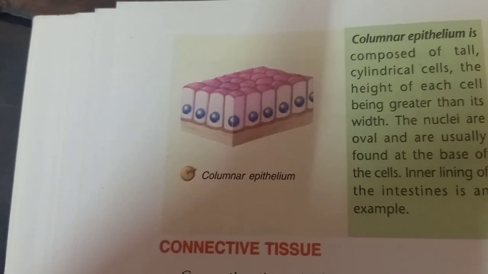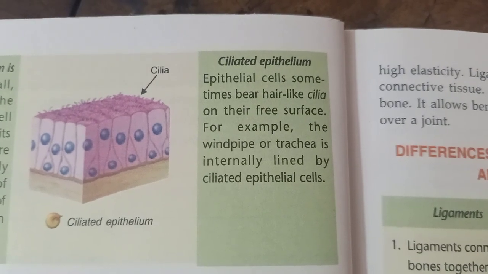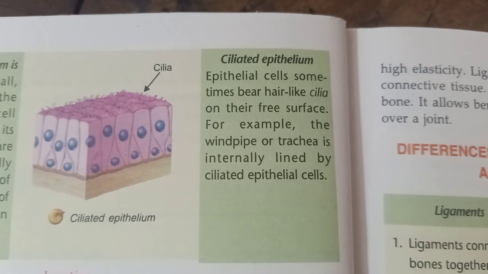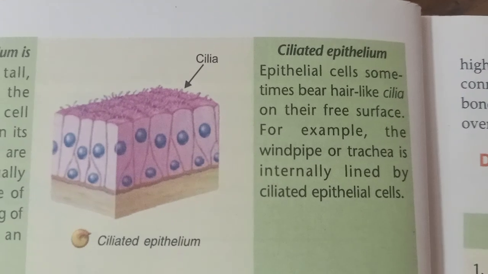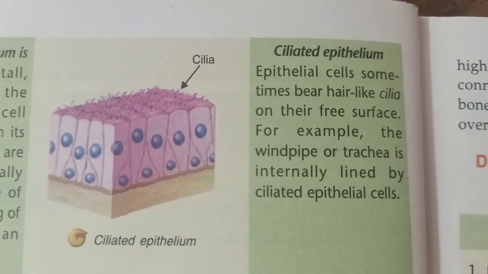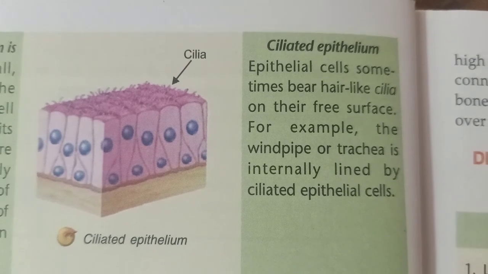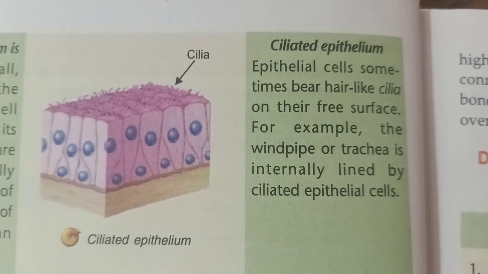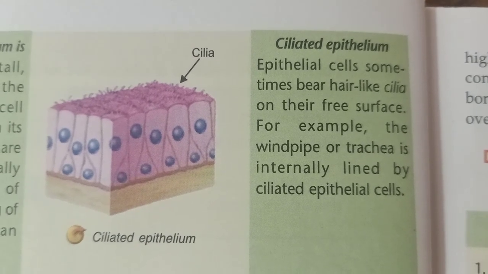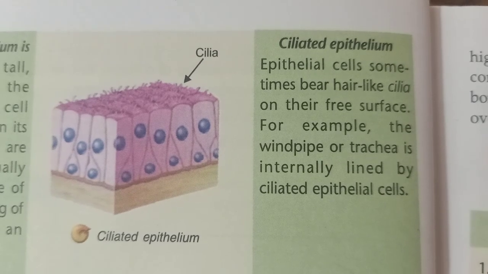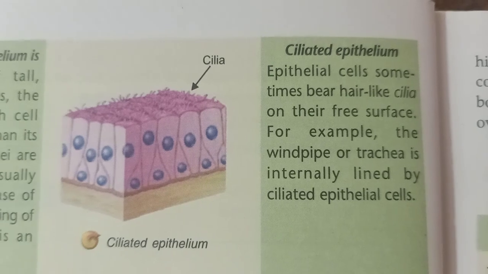Now we see the fourth one. Fourth is ciliated epithelium. Epithelial cells sometimes bear hair-like cilia. You can see in the picture that there are some hair-like cilia present in this ciliated epithelium. For example, the windpipe or trachea is internally lined by ciliated epithelial cells. So we find these cells in the windpipe and the trachea.